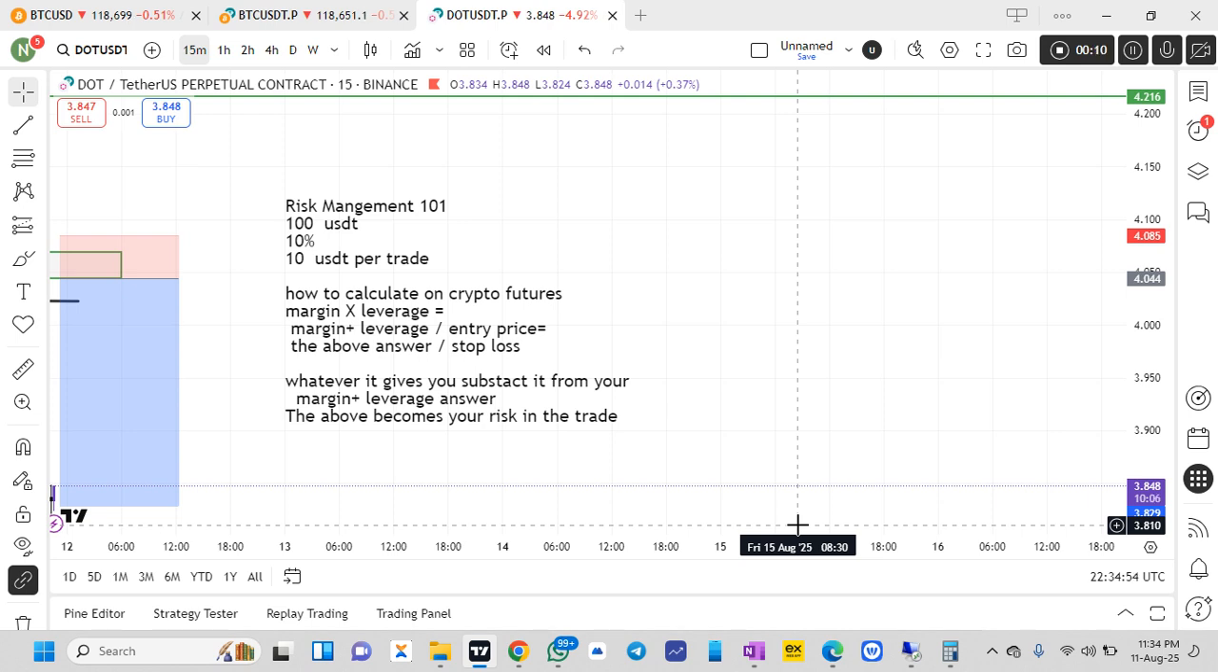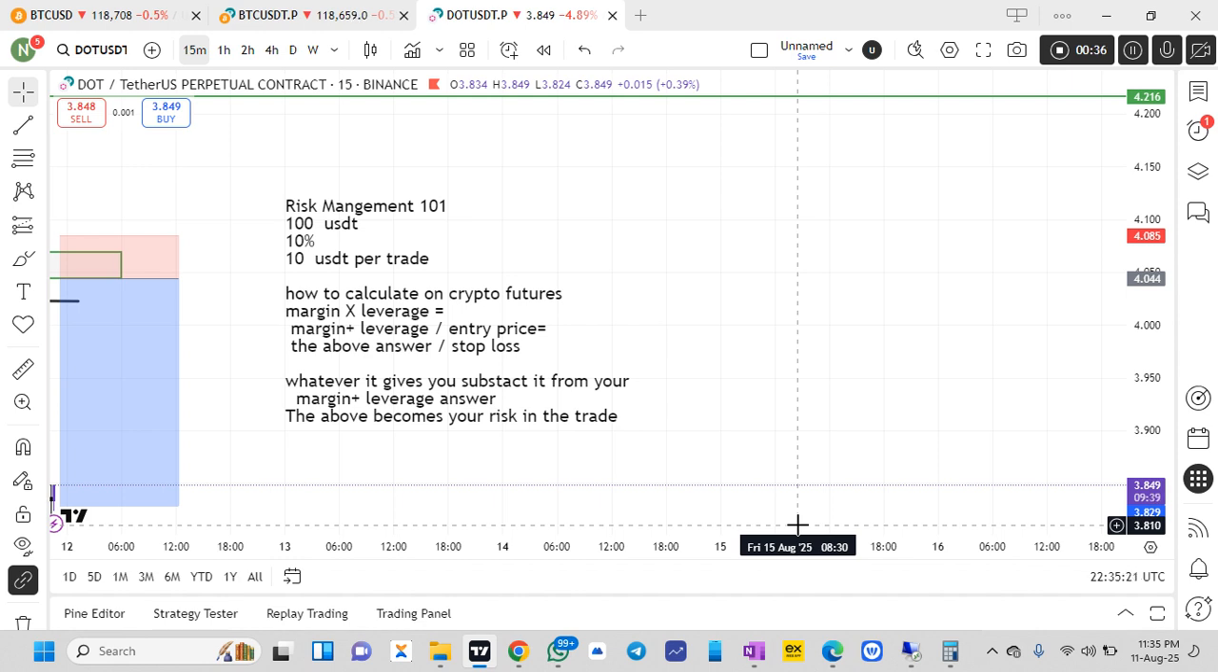So, risk management just has to do with the process of controlling how much we risk per trade, so that a bad trade doesn't wipe out our entire portfolio. That is to say, if we have a $100 account, we want to know how much we are risking per trade. If we are risking 10%, that is $10 per trade.